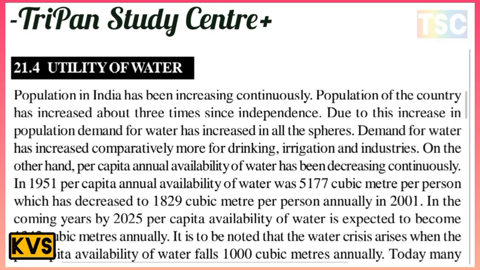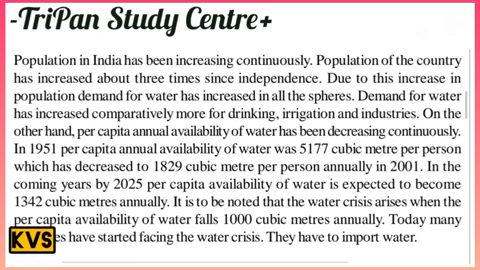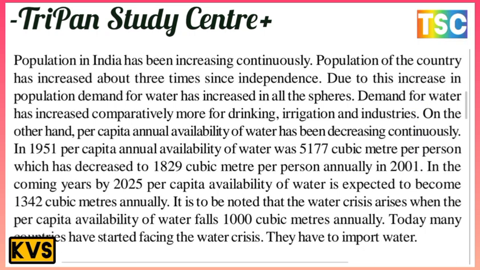By 2025, per capita availability of water is expected to become 1,342 cubic meters annually. It is to be noted that a water crisis arises when the per capita availability of water falls below 1,000 cubic meters annually. Today, many countries have started facing the water crisis.